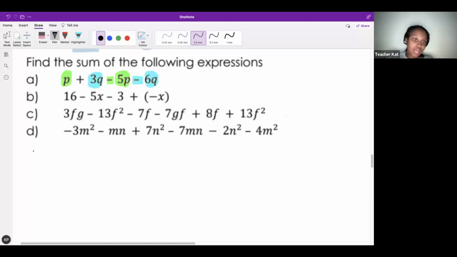Okay, let's add them or subtract them. What is just p or 1p minus 5p? 1p minus 5p. Nice, Butlali. This is negative 4p. And then 3q minus 6q. That is negative 3q.